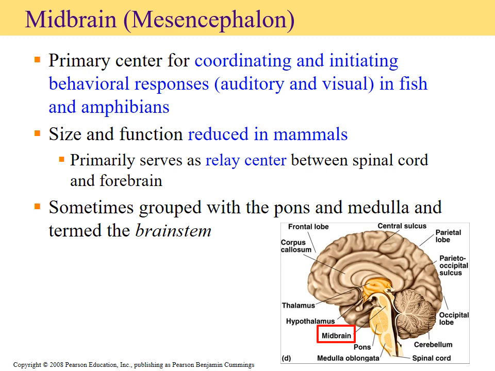The midbrain can be grouped together with the pons and the medulla, and that is then what they term the brainstem. So if you're doing some more reading about the central nervous system and you see them mentioning the brainstem, it simply means that it's a collection of the pons, the medulla, and your midbrain.